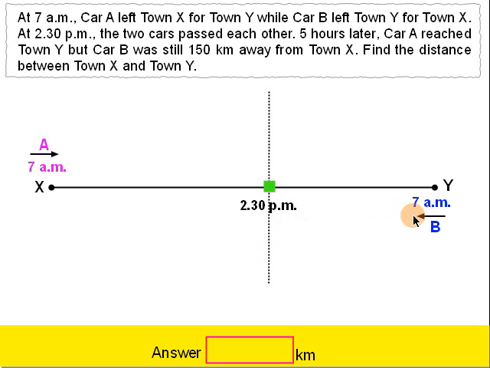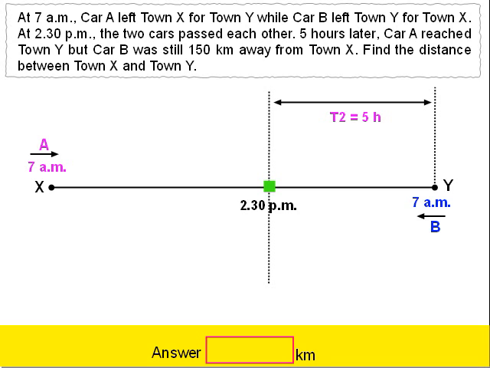We draw it nearer to town Y. The reason is that the two cars pass each other at 2:30, and then 5 hours later car A reached town Y but car B was still 150 km away from town X. That shows that car A was traveling faster. That's why we draw more towards town Y.